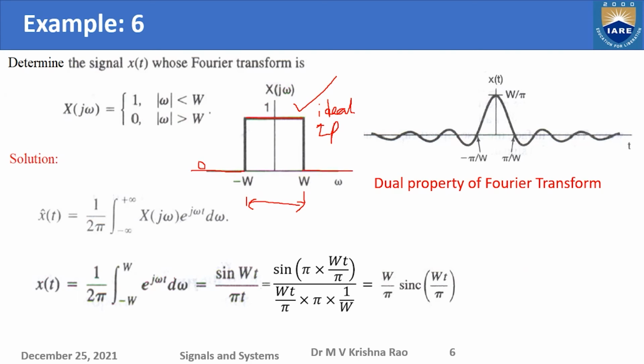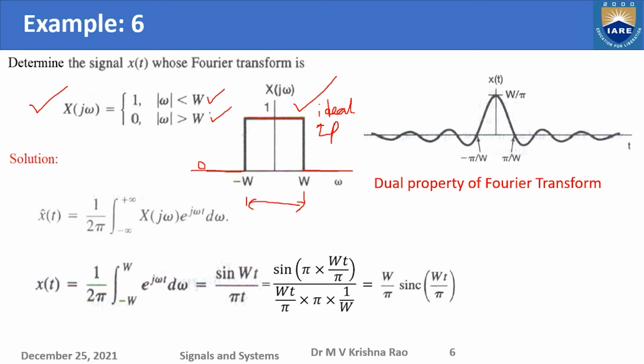So this is called, you should not say rectangular pulse. What is this one? It is the ideal low pass spectrum, because it is a frequency domain representation, not the pulse. So this is the ideal low pass spectrum, and the functional relation for this is capital X of omega equal to 1 when omega is less than W, and when omega is greater than W, it is equal to 0. So that is nothing but this pulse.